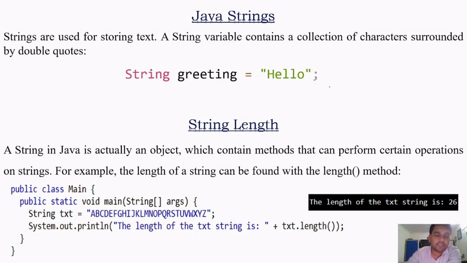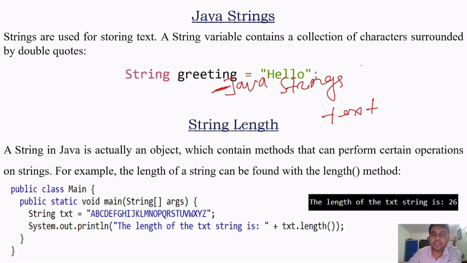So the next thing that we'll be starting with is Java strings. Strings are used for storing text. So if you want to print any text, or if you want to store any text in Java, then you have to use the data type string. Like here it is mentioned, string greeting is equal to hello.